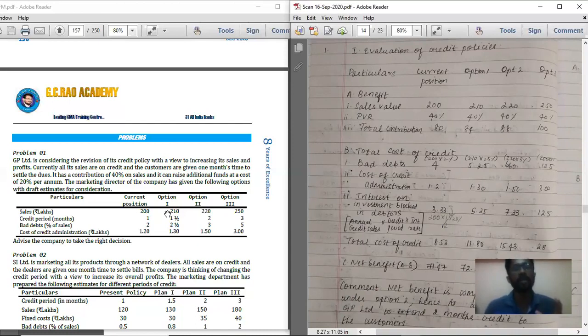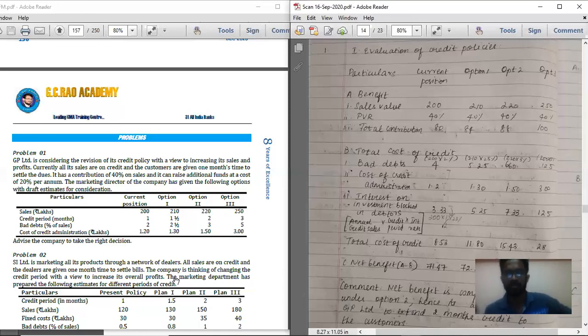If suppose only 50%, then on the total sales you should take 50% as credit sales. Here 100% is credit sales. So 210 into what is the credit period? 1.5 months. So 1.5 divided by 12 into 20% per annum. So 5.25. So option one, in respect of interest on investment blocked in debtors, is 5.25 lakhs.